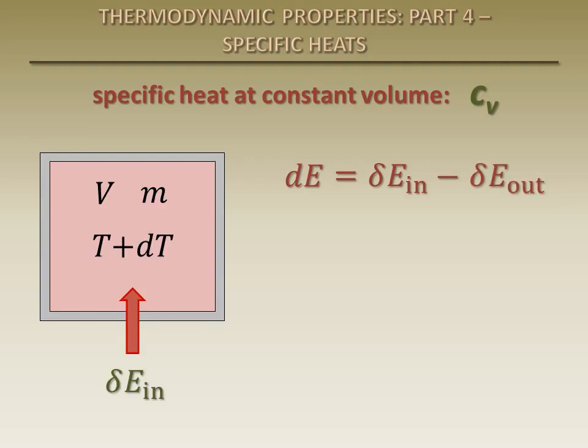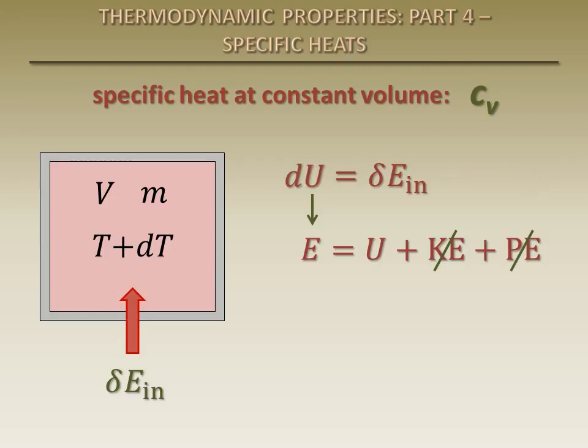Remember that our model for the total energy of a system is the sum of its internal energy, its kinetic energy, and its potential energy. For this stationary system, there is no kinetic energy or potential energy, so the total energy of the system is simply equal to the internal energy. There is no energy transferred out of the system during this process.